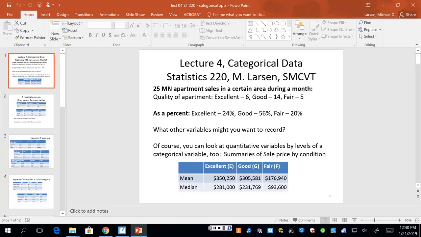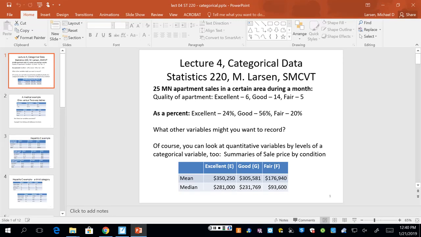So if this was totally randomly generated, these 25 apartments, and your goal was to figure out what the condition of the apartments are in the city, for instance, that would be an enumerable study then?